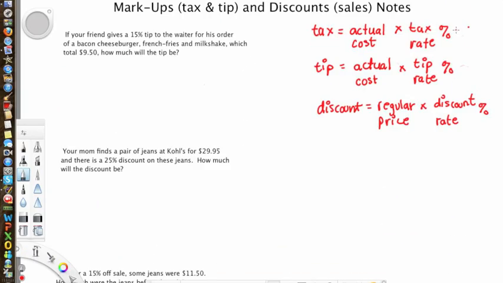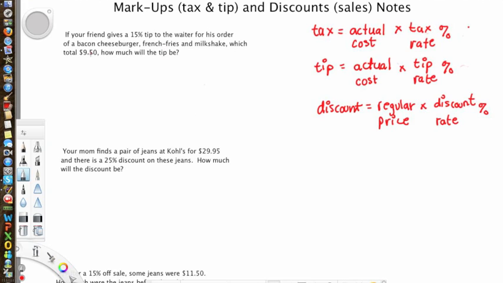Okay, boys and girls, let's take a look at our markup and discount guided notes as well as our tax, tip, and discount practice word problems. We'll be looking at markups and discounts. These are real practical applications for percentages. We use them if we want to be smart shoppers and consumers and just to be able to budget things and to be financially smart. Markups deal with, we're going to focus on tax and tip. Discounts deal with sales. All of these are percentages.